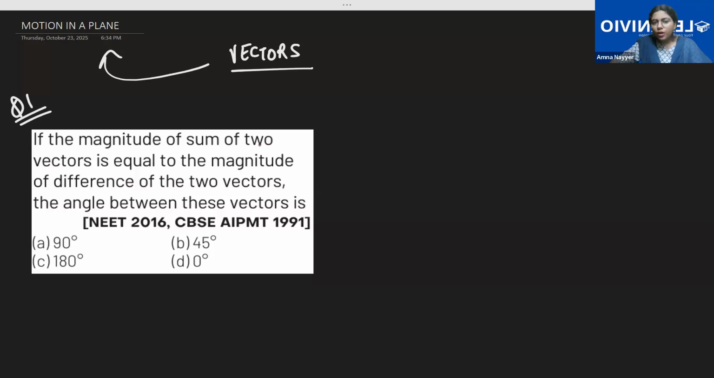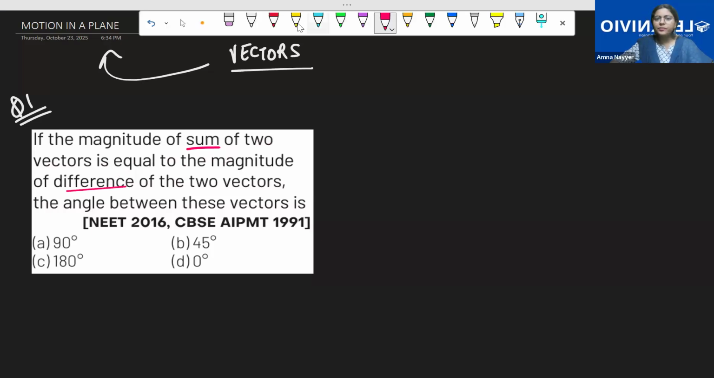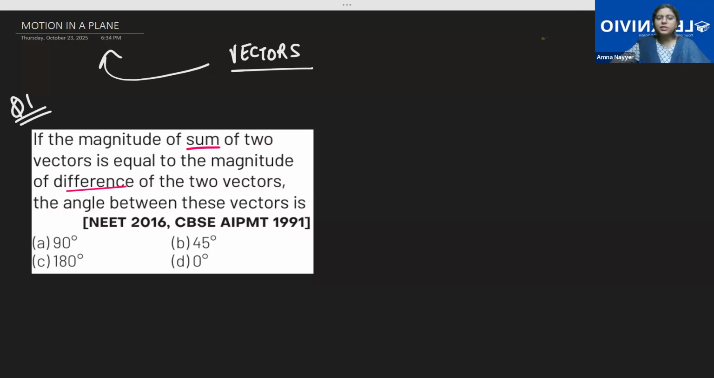See, this is: the magnitude of the sum of two vectors is equal to the magnitude of the difference between the two vectors; find the angle between the two vectors. It's a very common question that has been asked in NEET, before that in AIPMT, and after this in JEE also. And in regular school exams it has been asked a lot, often.